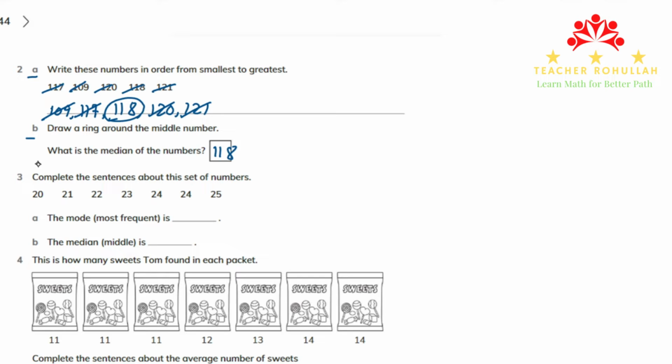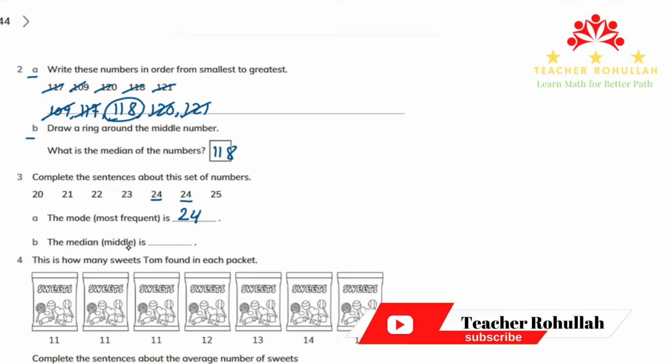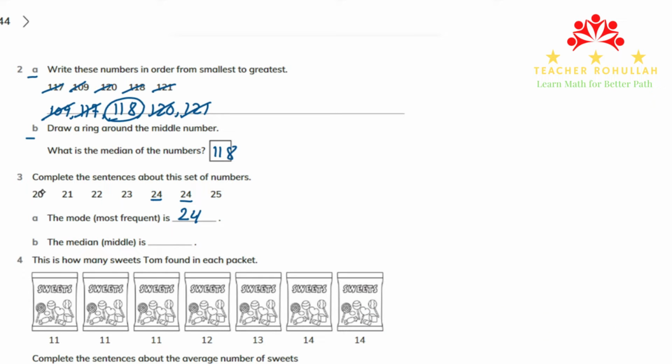Question 2 is solved. In question 3, it says, complete the sentences about this set of numbers. In this set of numbers, we have 20, 21, 22, 23, 24, 24, and 25. Part A says, the mode or most frequent is which number? Which number occurs more than others? It is 24. 24 occurs 2 times. So the mode here is 24. Part B says, the median or the middle is, we have to find out by crossing from both sides. The middle number or the median here is 23. Well, question 3 is also solved. Let me scroll down to move to question 4.